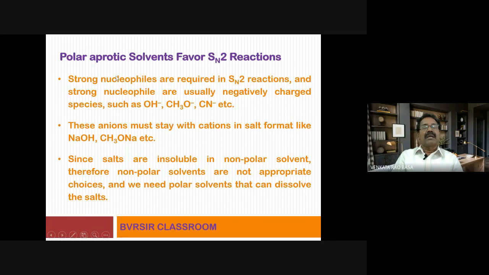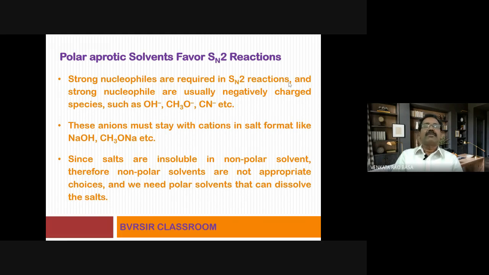Now, polar aprotic solvents favor SN2 reactions. Polar aprotic solvents like DMF, DMSO, acetone, etc., they favor which type of reactions? SN2 reactions. Why? Strong nucleophiles are required in SN2 reactions. That is a well-known fact. The nucleophiles must be very strong.